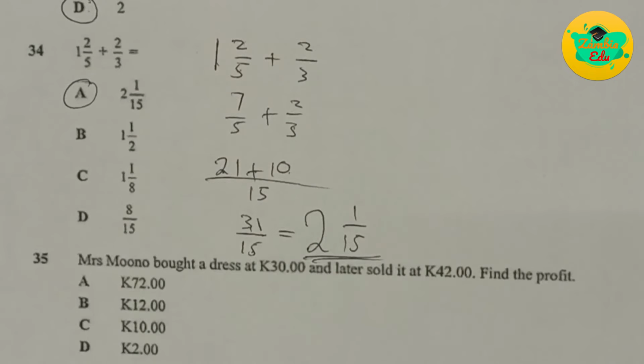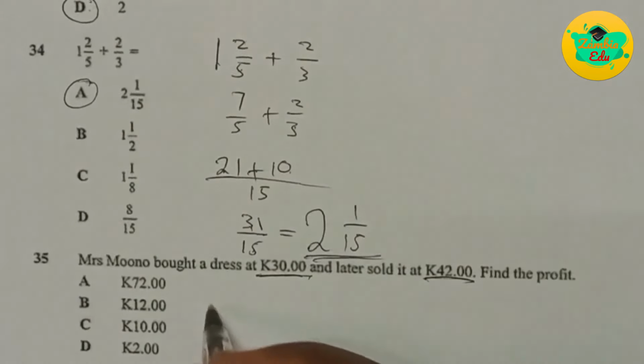For 35, the question says, Mrs. Mono bought a dress at 30 kwacha and later sold it at 42 kwacha. Find the profit. So we are told that this dress cost 30 kwacha, which we see as the cost price. And we see 42 kwacha as the selling price, the price at which Mrs. Mono was able to sell the dress. So what was the profit?